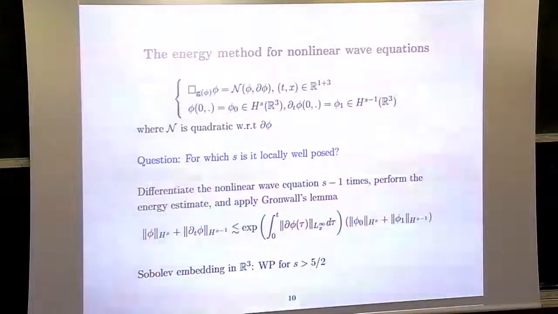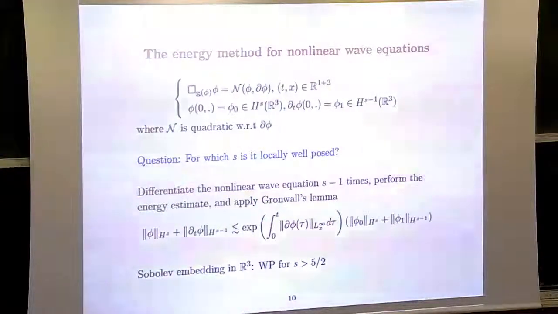So again, the Cauchy problem. For the nonlinear problem, you consider phi at time 0 equal to phi naught, and d_t phi at time 0 equal to phi 1. I'd like to investigate the well-posedness in H^s, in my Sobolev space H^s, so I'm going to assume that phi naught is in H^s of R^3, and phi 1 in H^{s-1} of R^3. And the question I would like to ask is, for which s is this equation well posed?